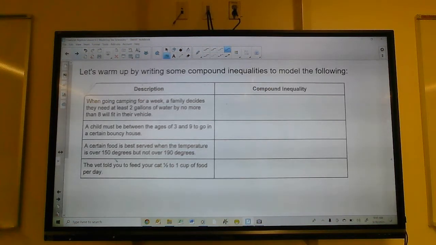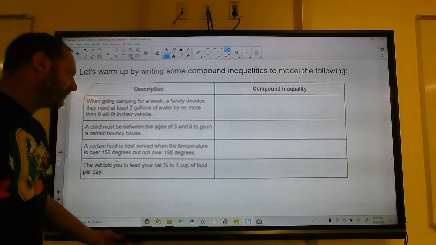So let's see. Let's write some compound inequalities here. That's kind of the thing for this chapter, compound inequalities. So when going camping for a week, a family decides they need at least 2 gallons of water, but no more than 8 will fit in their vehicle. Okay? So write how much water they were going to bring.